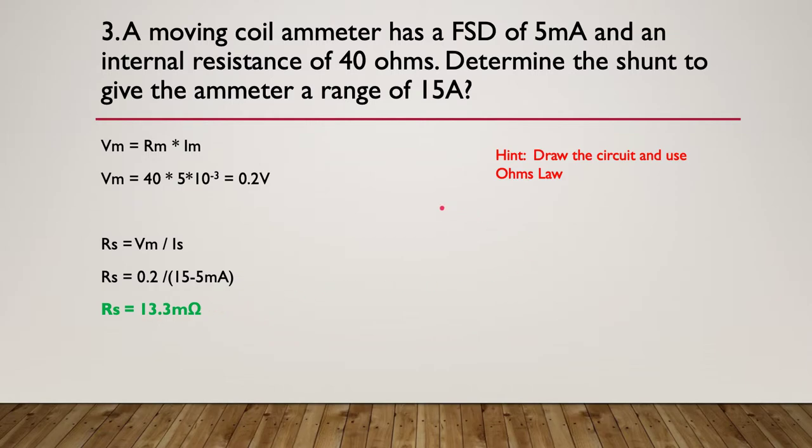So again, as I suggested, drawing the meter, it's a moving coil meter, and we want to put a shunt resistor across it.